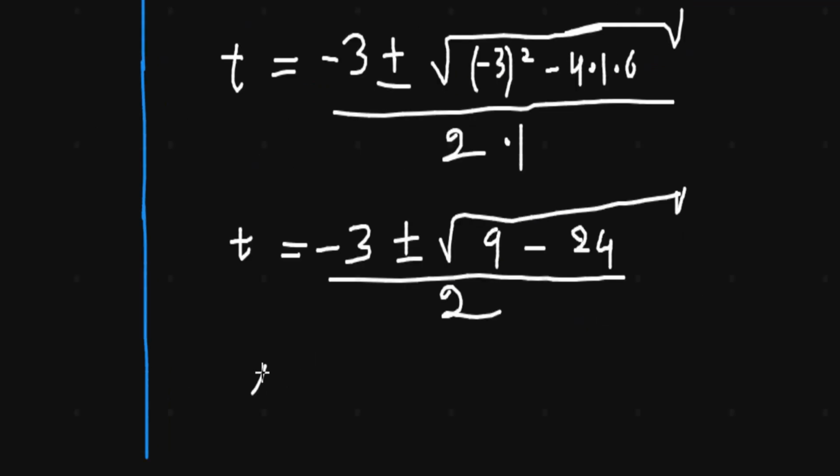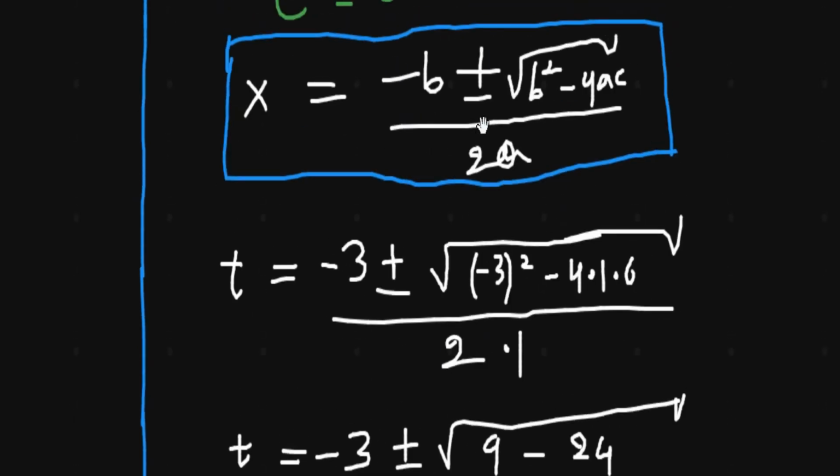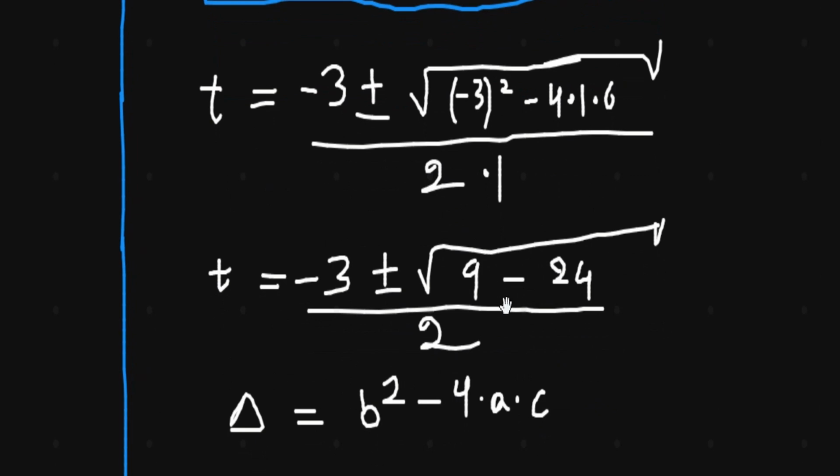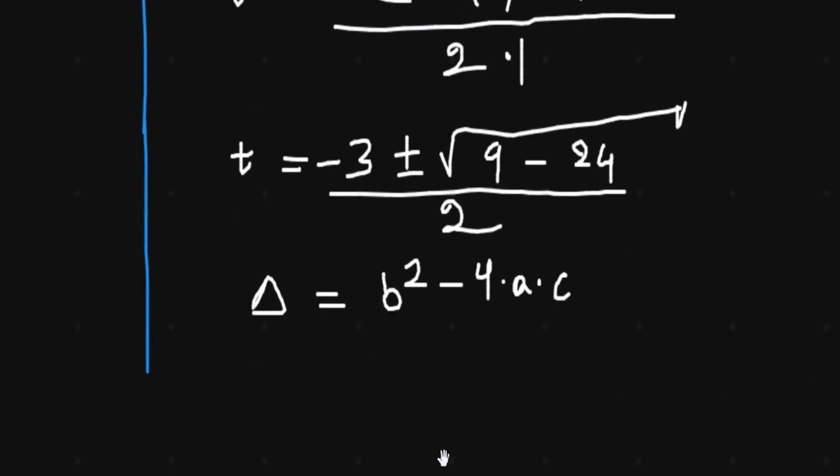So here we call delta. Delta is equals to b square minus 4ac. b square minus 4ac is equals to delta. We call this as b square minus 4ac, we call this as delta here. So in this equation, square root of b square minus 4ac here.